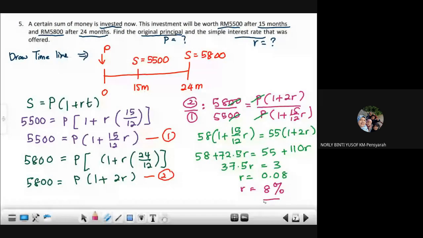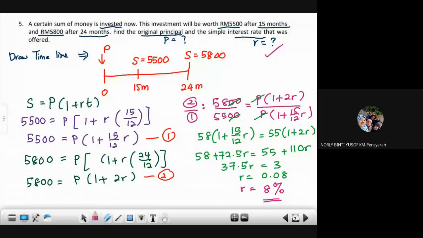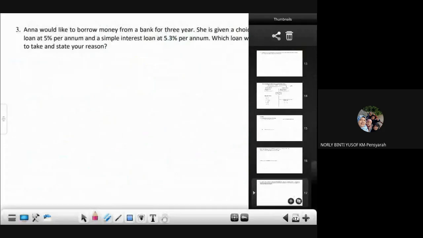Okay, itu untuk R. Okay, tapi tak menjawab lagi soalan sebab soalan nak cari principal. So, kena cari principal, kena tambah.